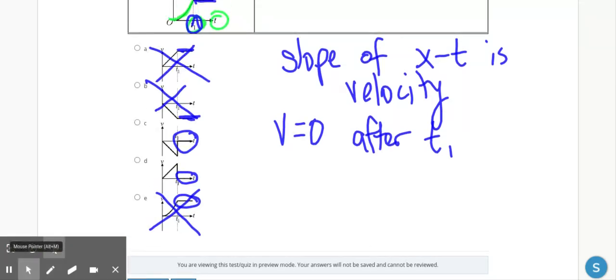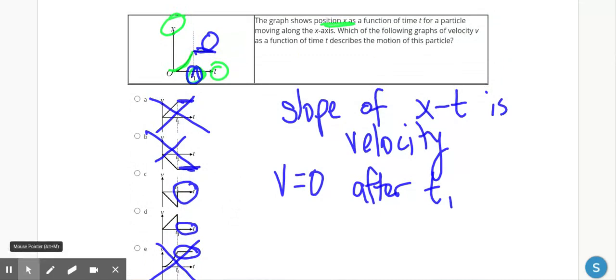Okay, so let's think about this. In C, we have a negative velocity to start off with. And in D, we have a positive velocity. So let's try and think. If we had a negative velocity, that would mean we were moving in the negative direction. But up here in that green part, we can see we're moving in the positive direction. So we have to have a positive velocity. So that's D.